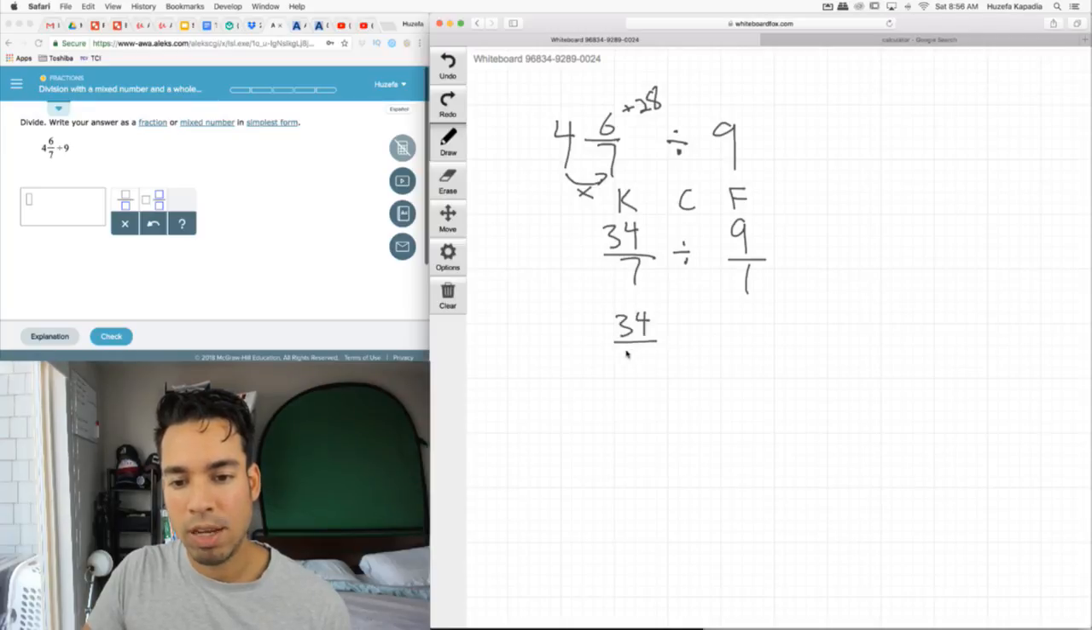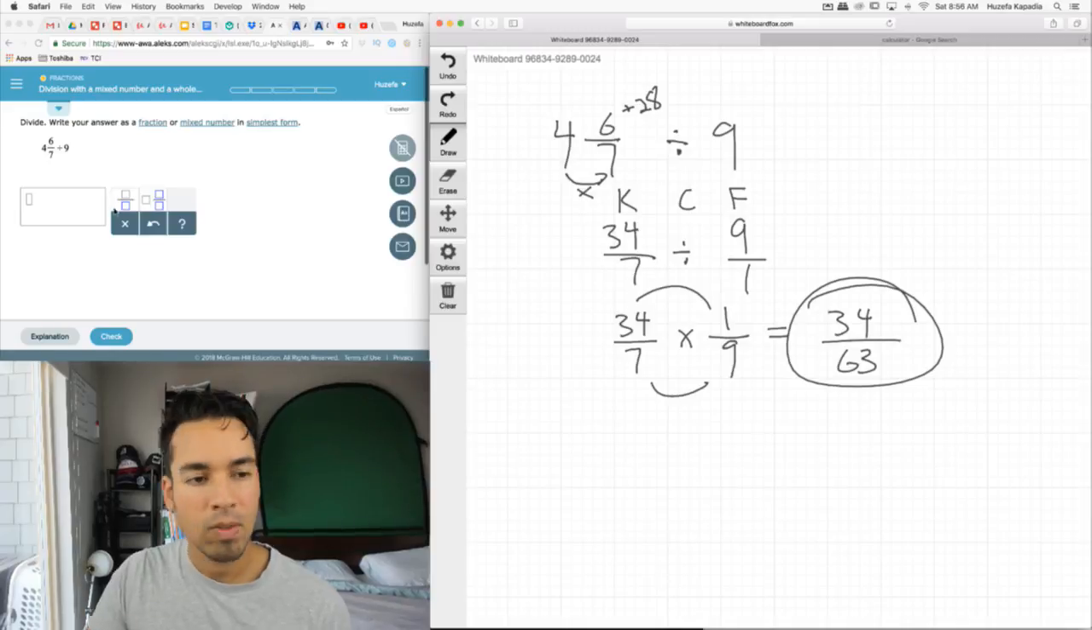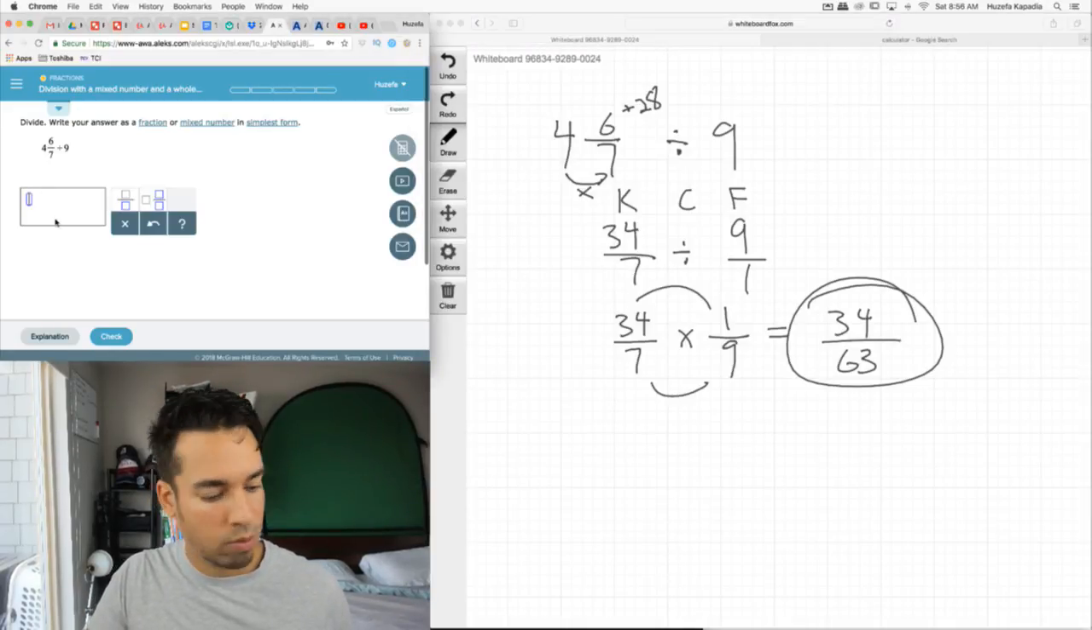So this is 34 over 7. We're keeping the first fraction, changing this to multiply, and flipping the second fraction to 1/9. Multiply across, and we're good to go. 34 times 1 is 34. 7 times 9 is 63. And there's our final answer, and we can't reduce this.